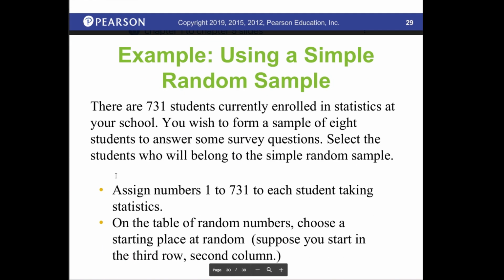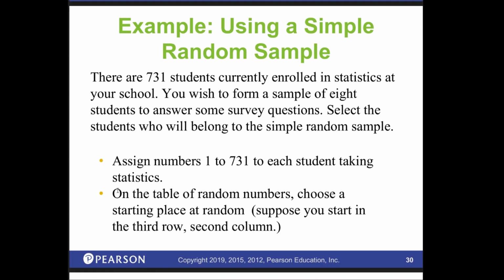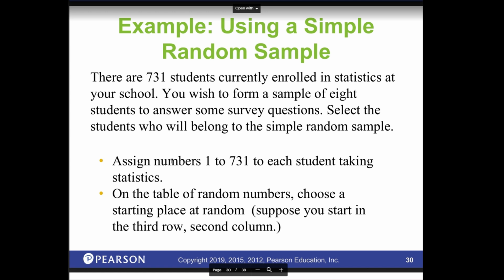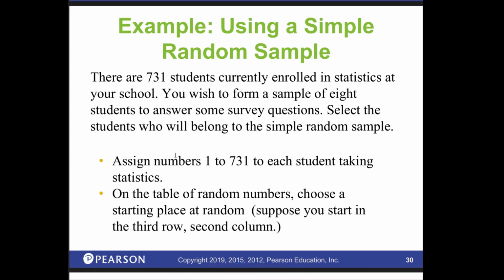An example of using a simple random sample would be: there are 731 students currently enrolled in statistics at your school. You wish to form a sample of 8 students to answer some survey questions. Select the students who will belong to the simple random sample. And assign numbers 1 to 731 to each student taking statistics. On the table of random numbers, choose a starting place at random.